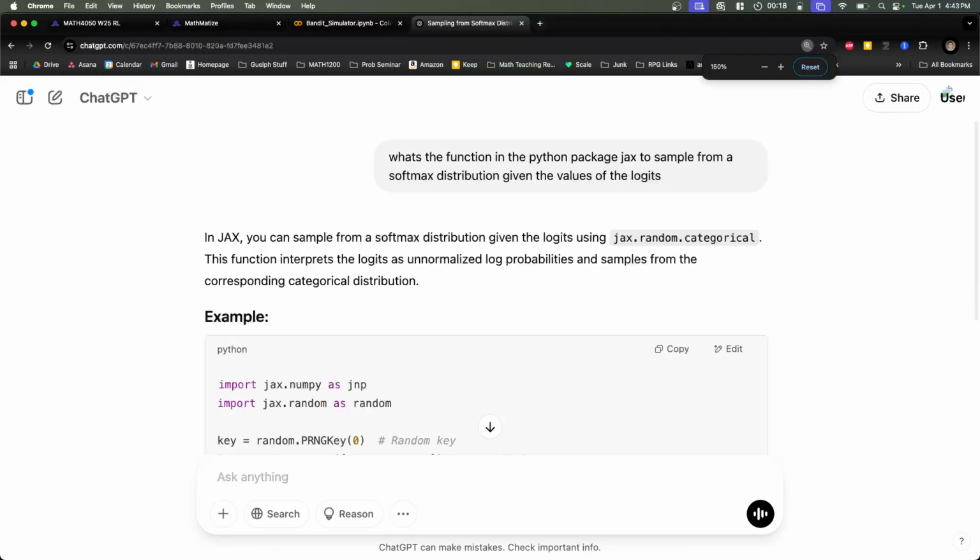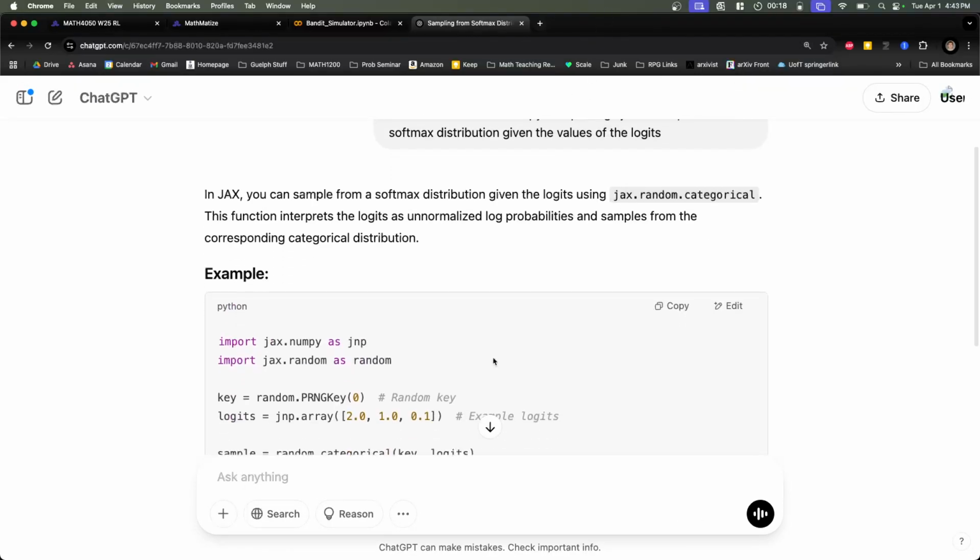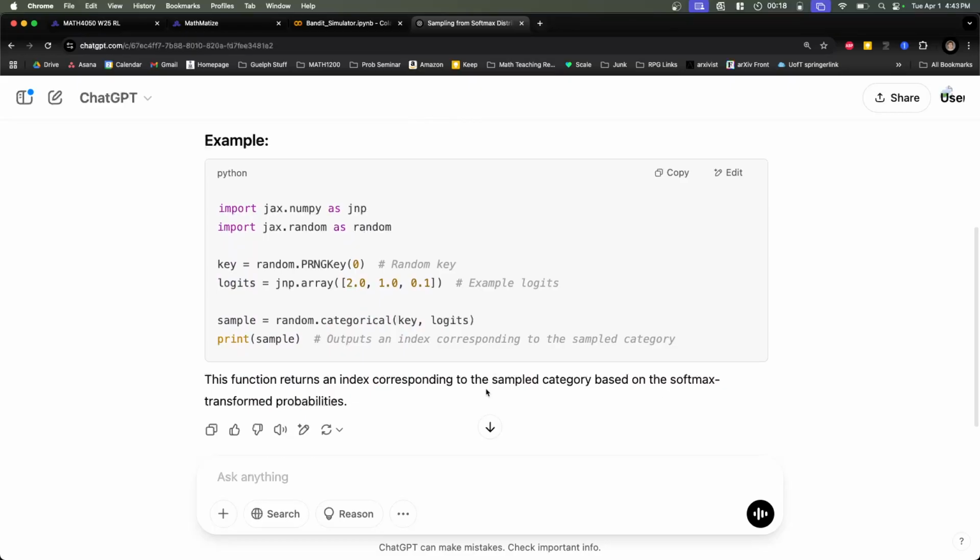Okay, and it says random.categorical, so random is JAX random. So jax.random.categorical, you've got to do the random key stuff that we always do in JAX. You feed it a random key, and then you feed in the logits. For us, the logits will be all those values, and that will sample from the distribution. There is no temperature here.